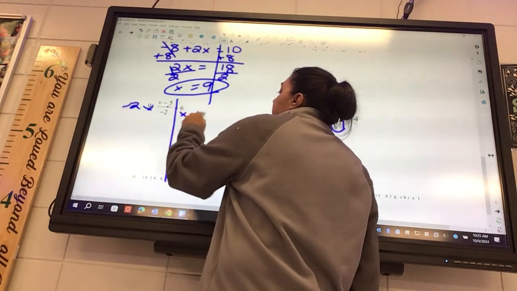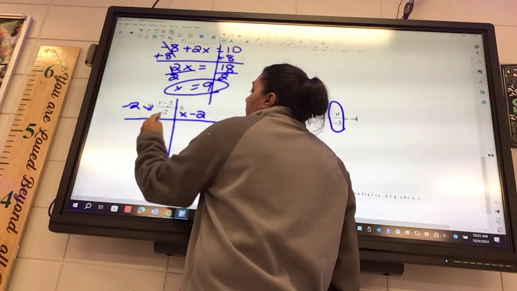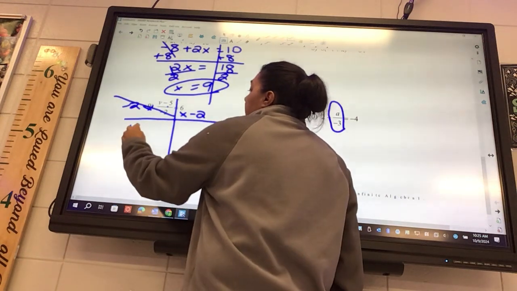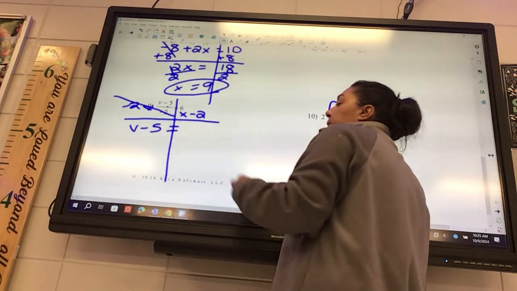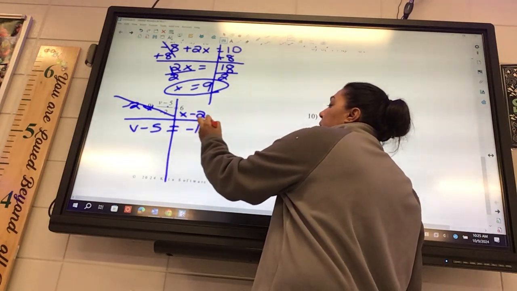Okay, and again, if I do it to one side, I have to do it to the other side. Okay, so these 2's are going to cancel out, so I'm going to get v minus 5. 6 times -2, -12.